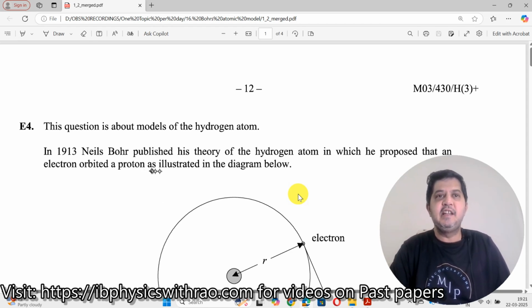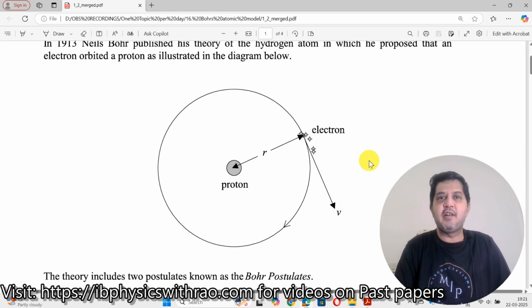In 1913, Niels Bohr published his theory of the hydrogen atom, in which he proposed that an electron orbited a proton as illustrated in the diagram below. So there is an electron which is revolving around a proton. The velocity of the electron is shown over here, which is v. It's moving in a circular path, right?